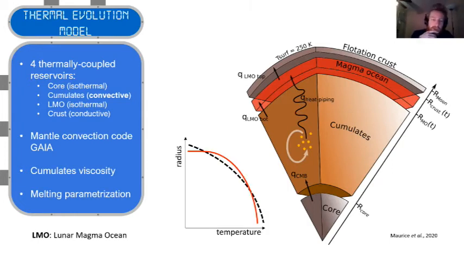In order to have a good quantification of the heat piping, we parameterize the formation of melt due to pressure release melting. So we consider that whenever the rise of a plume causes the local temperature to exceed the solidus, which is this black dashed line, then we would produce enough melt to buffer the temperature via consumption of latent heat, and that all the melt which was produced goes into the magma ocean, and that gives you how much heat you put in the magma ocean.